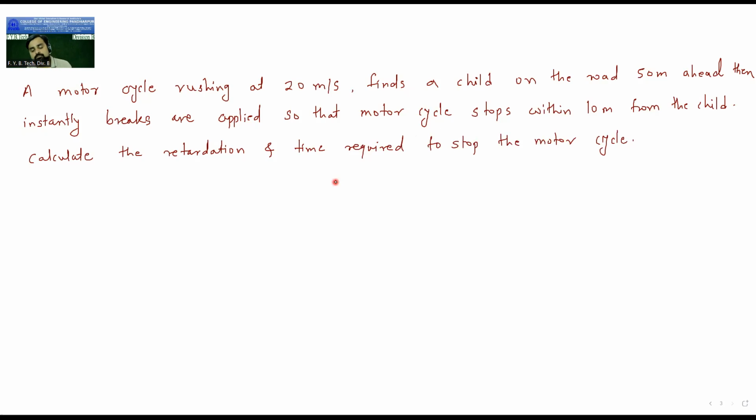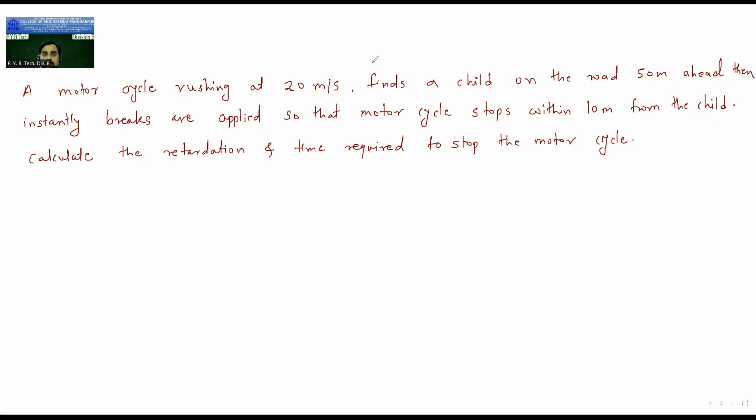Okay, so read the problem and try to understand what is given and try to draw the diagram. If you are able to draw the diagram after reading the numerical, then it will become easier for you to solve the problem. Unless and until you understand the numerical, you will not be able to draw the diagram. A motorcycle rushing at 20 meter per second. So the initial velocity of the motorcycle is 20 meter per second, correct? It finds a child on the road 50 meter ahead. Then the brakes are applied, and the motorcycle stops within 10 meter from the child.